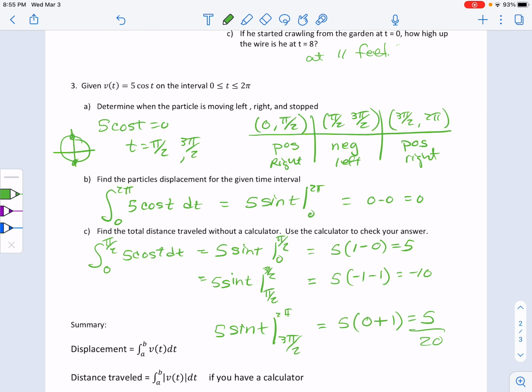And if you go back up here and talk about displacement, it went right 5, left 10, right 5, and it ends up right back where it started. Okay, so this and this check.